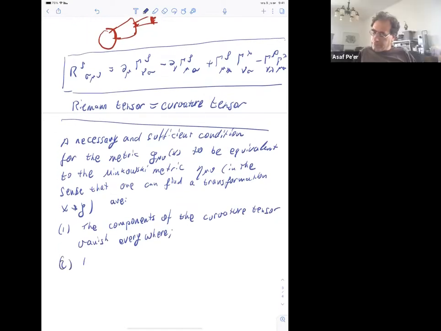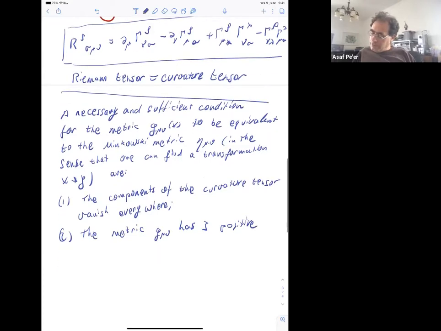Two, the metric mu has 3 positive and 1 negative eigenvalues.